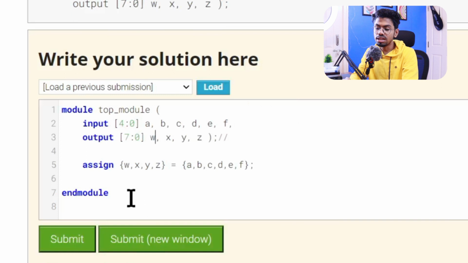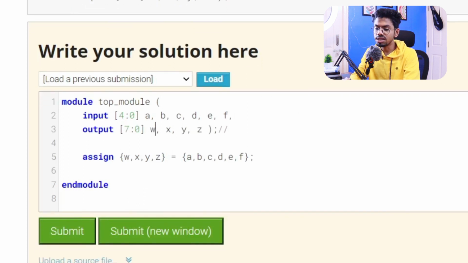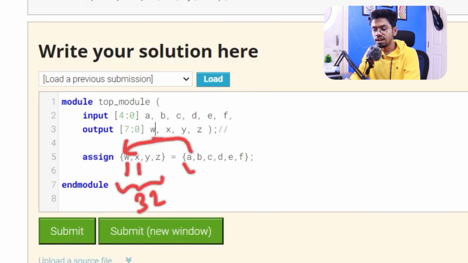Again, we know a portion of A will go inside W, and the sizes are also defined. So we know that W is 8 bits, X is 8 bits, so in total here we are having 32 bits. Here these six will make my 30 bits. So for the other 2 bits, what we need to do is manually write them here.